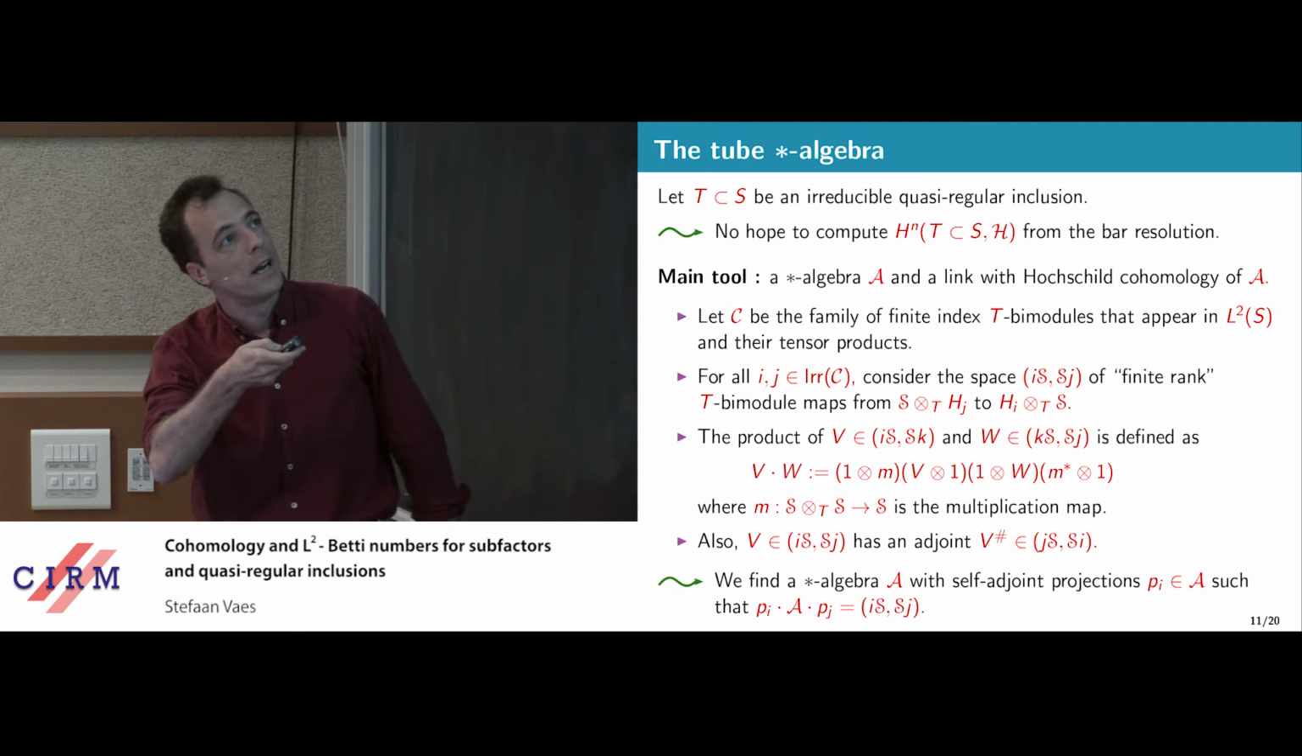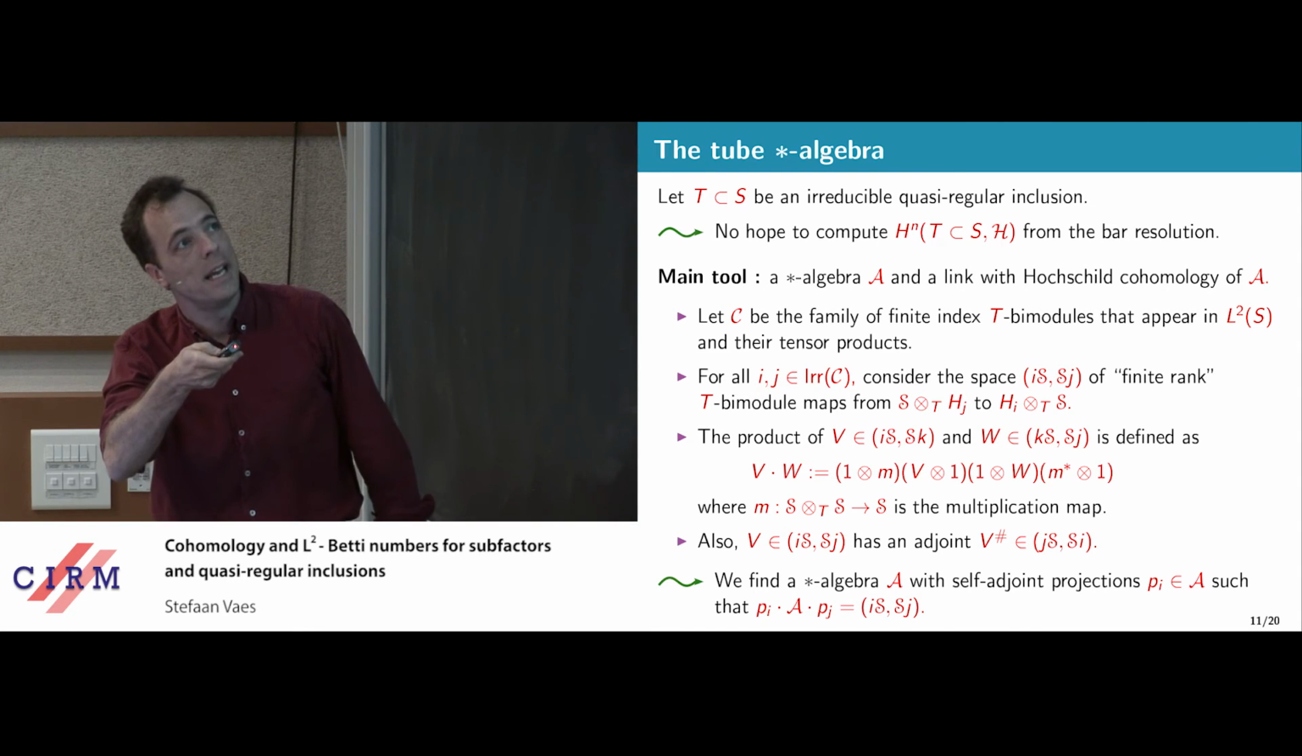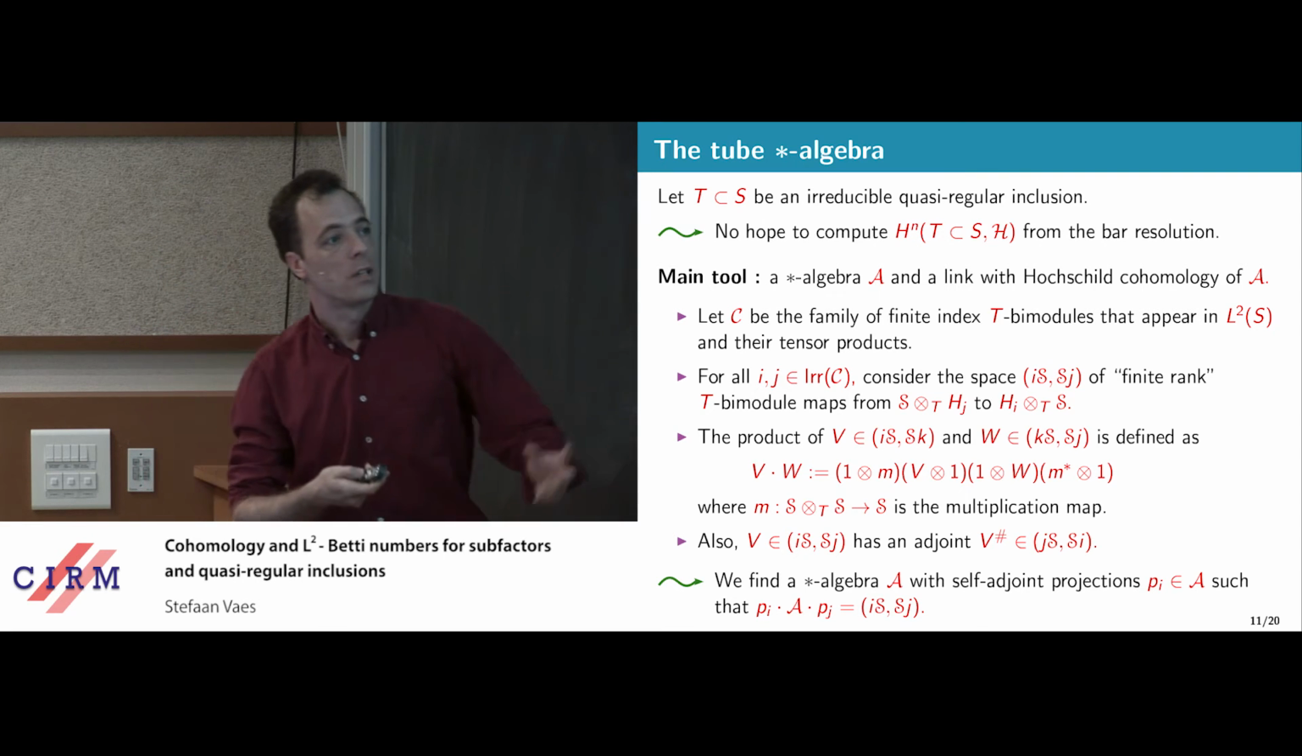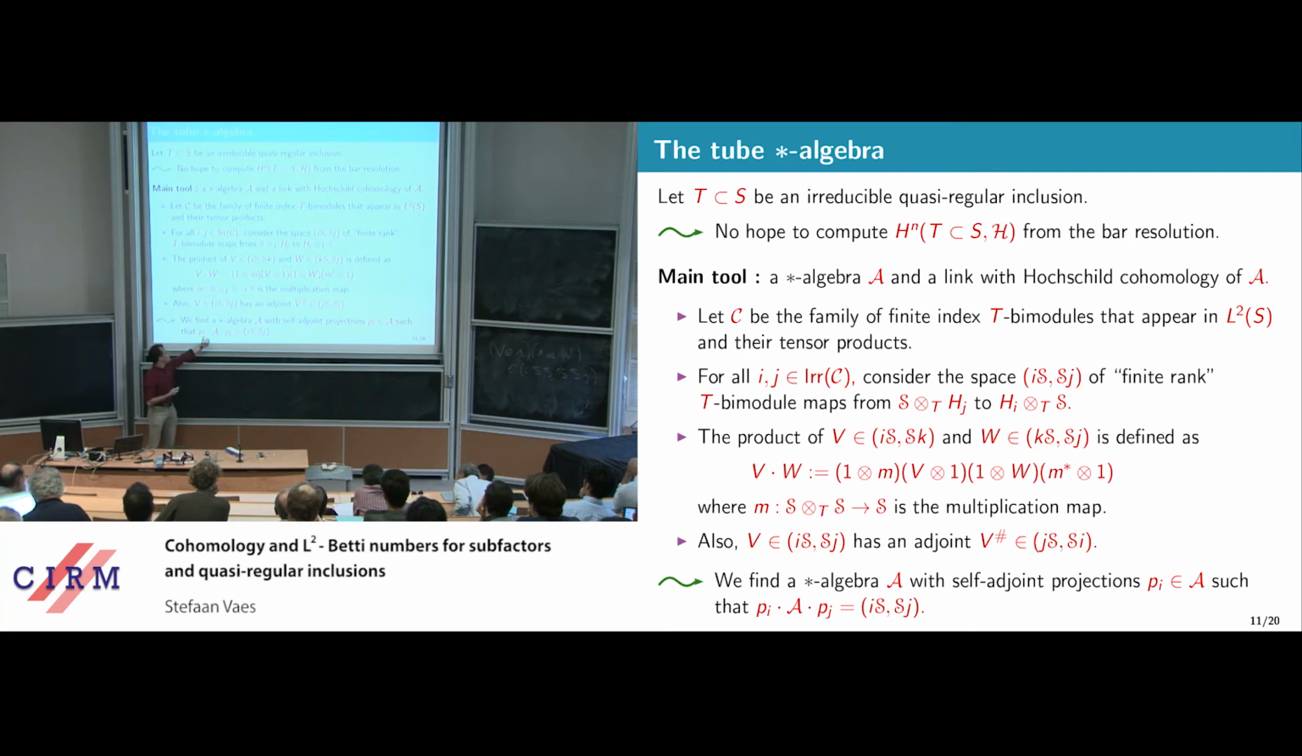And if you look well at this construction, it comes with canonical projections p_I, so that if I cut A with p_I on the left and p_J on the right, I get this vector space here. So this is just an abstract star algebra that you associate with any quasi-regular inclusion.